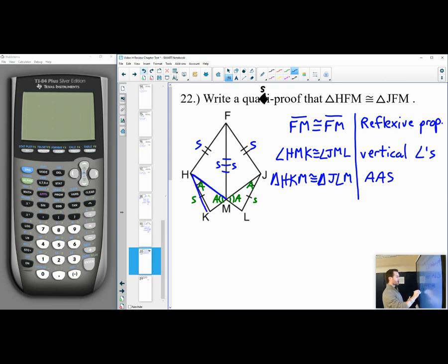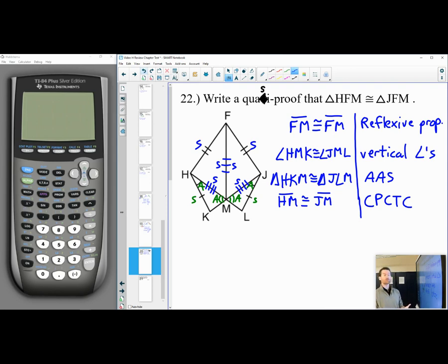Since this triangle is congruent to this triangle, we can add in almost any congruence markings we want because all the corresponding sides and corresponding angles are now congruent. The ones I would pick are this side, 1, 2, 3, 4, and this side, 1, 2, 3, 4, because those sides are also in the 2 triangles we're trying to get to, HFM and JFM. The line of the proof would be segment HM is congruent to segment JM by corresponding parts of congruent triangles are congruent.